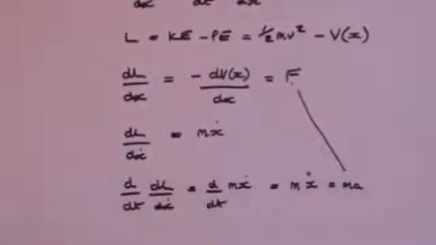So what have we shown from the Euler Lagrange equation? That the force is equal to the mass times the acceleration. And that is Newton's second law. So from the Euler Lagrange equation we can quickly get back to Newtonian mechanics.